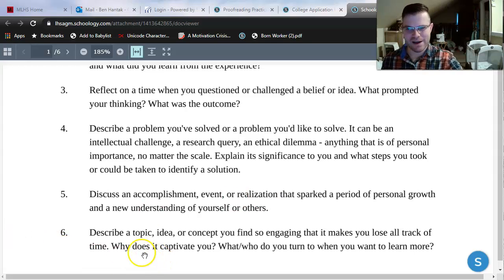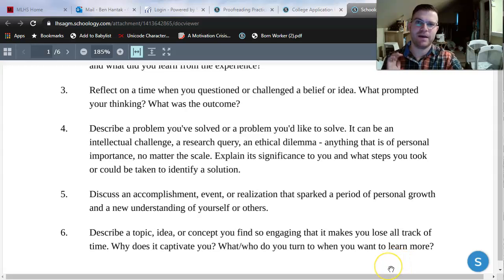Number 6, the last common application prompt I'll give you. Describe a topic, idea, or concept you find so engaging that it makes you lose all track of time. Why does it captivate you? And what or who do you turn to when you want to learn more? This is the prompt that I think is most different from the rest of them, especially because of this phrase. It makes you lose all track of time. What this prompt is basically asking for is to know your passions more.